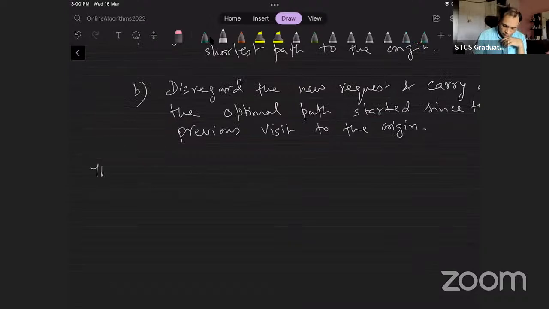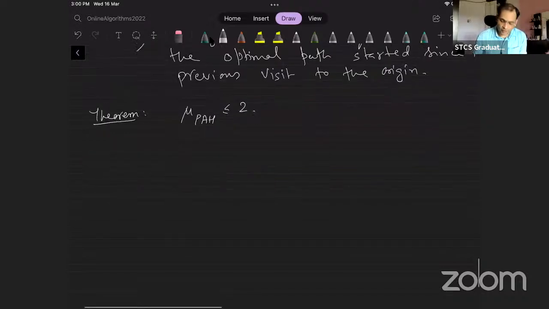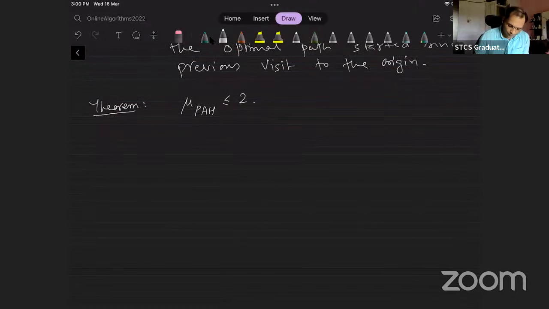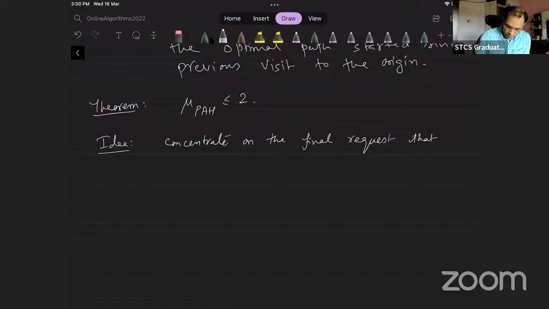Okay, so theorem. The competitive ratio of PAH is at most 2. So the first thing you should realize is you don't need randomization here. So a deterministic algorithm is able to get whatever best you can do. So the idea of the proof is to concentrate on the final request that arrives, at time Tn. Depending on that, we will do all the analysis.